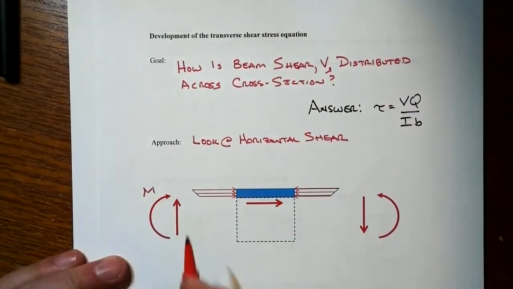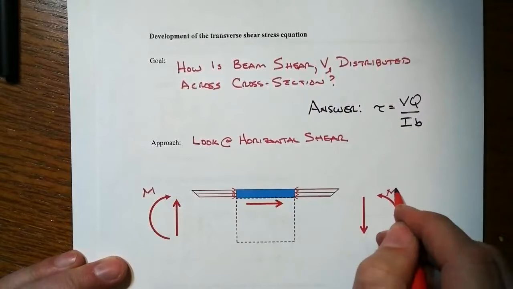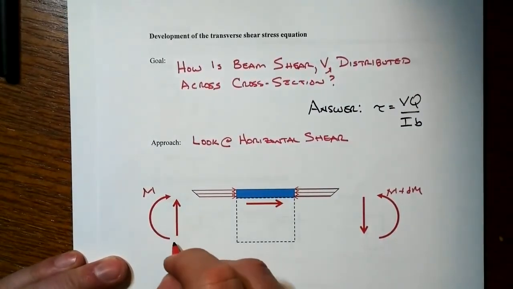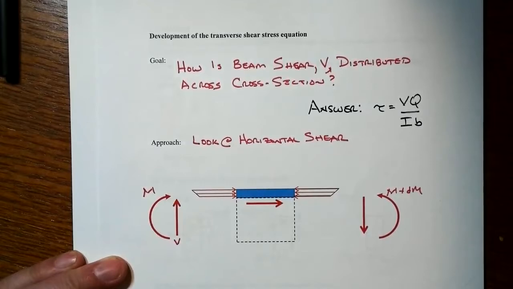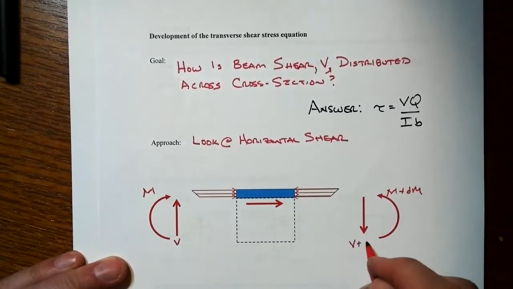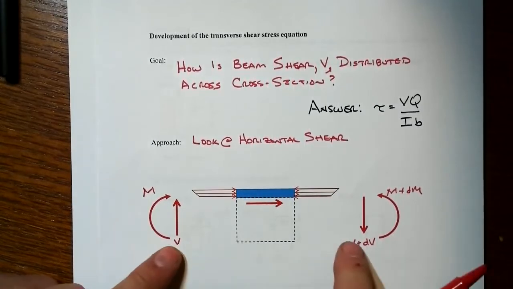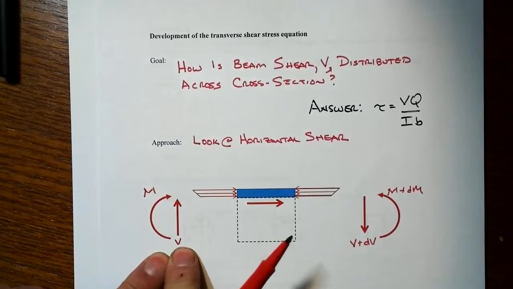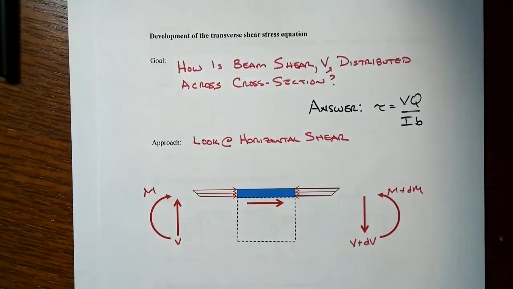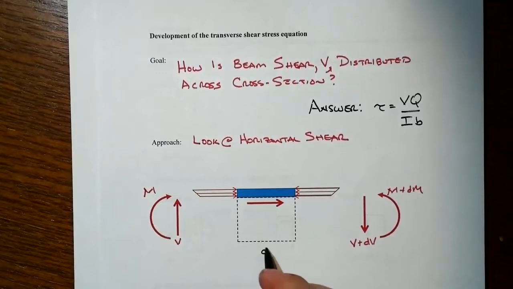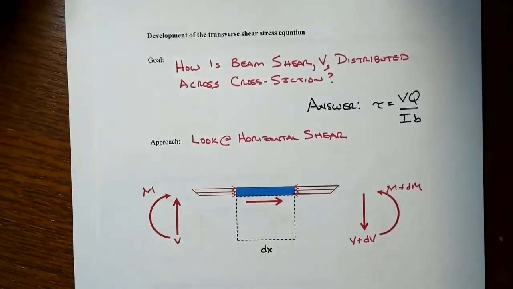Here's our moment at the left. It increases by some increment over here on the right, and that happens when you have shear, and that shear might also have some incremental change from the left to the right. Remember, the calculus isn't some magical thing, it's very literal. The shear on the right is equal to whatever it was on the left, plus some incremental change as we walk across over a length that is dx.